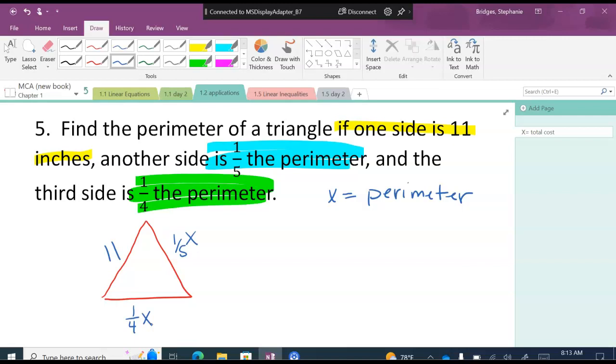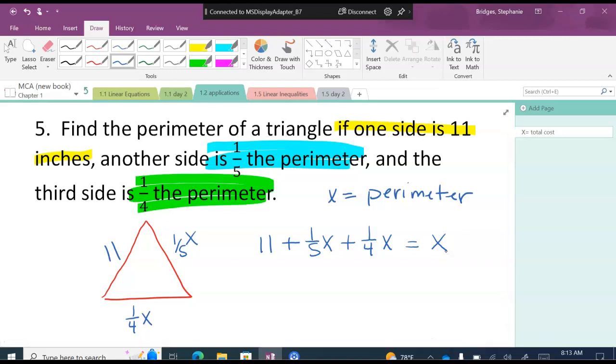All right, and what did you tell me? How do we find the perimeter? Add up all the sides. So I have one side is 11. One side is 1/5 x. One side is 1/4 x, and that is equal to my perimeter. And what did we call my perimeter? X. All right, take a minute and finish that.